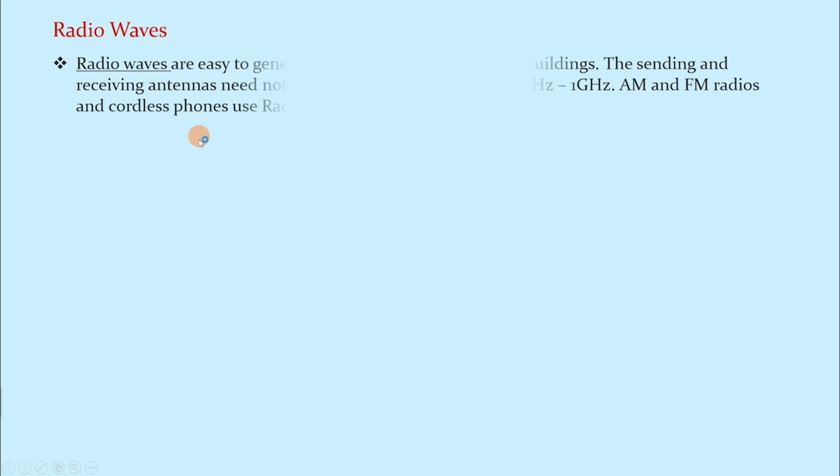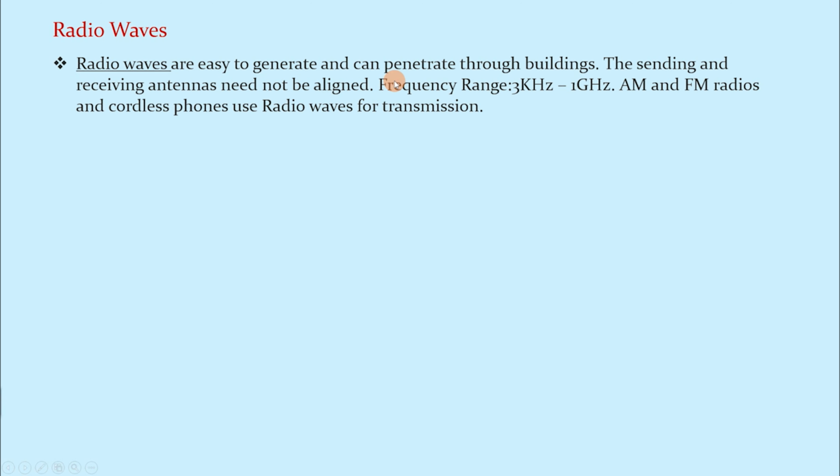Now, radio waves. Radio waves are easy to generate and can penetrate through buildings. The sending and receiving antennas need to be aligned. Frequency range is 3 kHz to 1 GHz. AM and FM radios and cordless phones use radio waves for transmission.